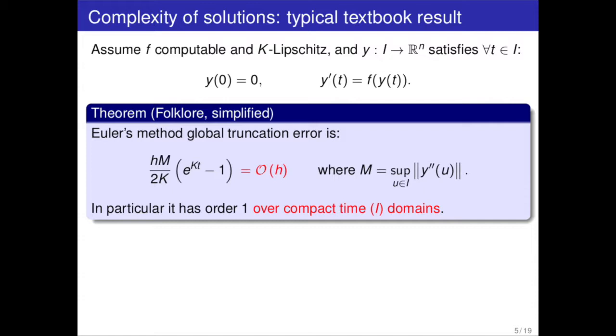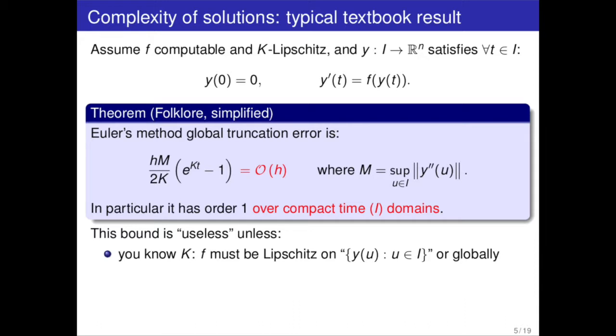And in particular, you see that this expression, if I is compact, then this supremum is well defined. So this is a big O of h. This is how you typically obtain results like the previous one. Okay, this is where this big O comes from.